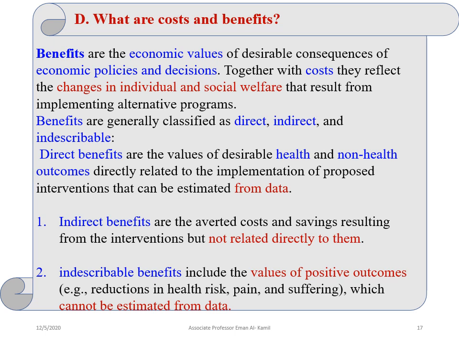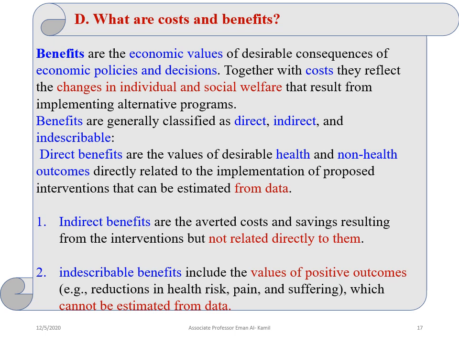ففيها عندنا مثل ما حكينا direct benefits are the value of desirable health and non-health outcomes directly related to the implementation of a proposed intervention and can be estimated from data. من المعلومات الموجودة نقدر نشوف البنفيت المباشرة اللي هي تطلع لنا من البروجرام which we are going to implement.